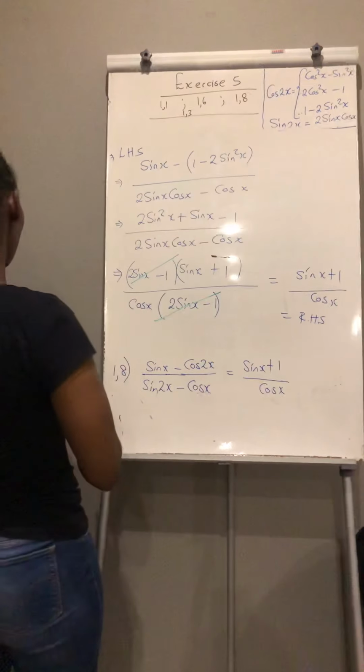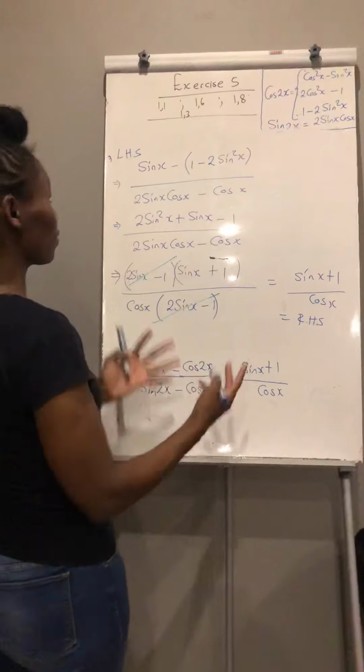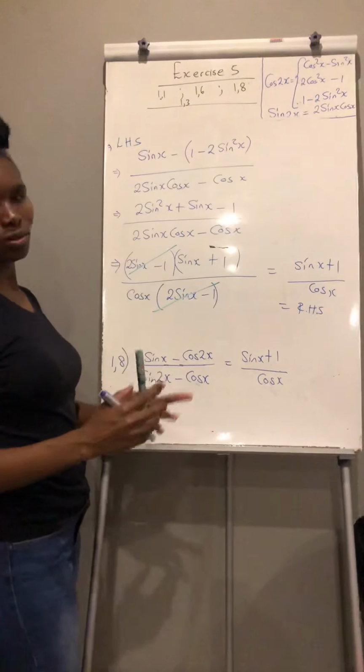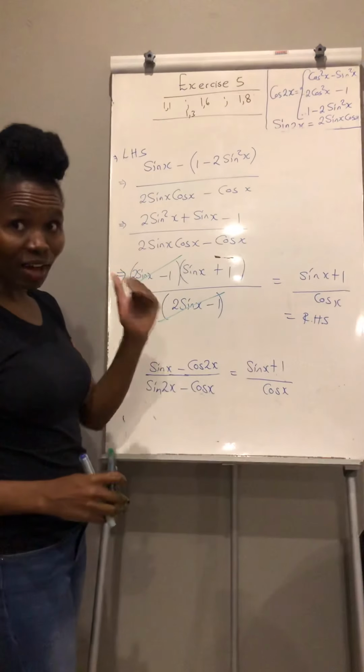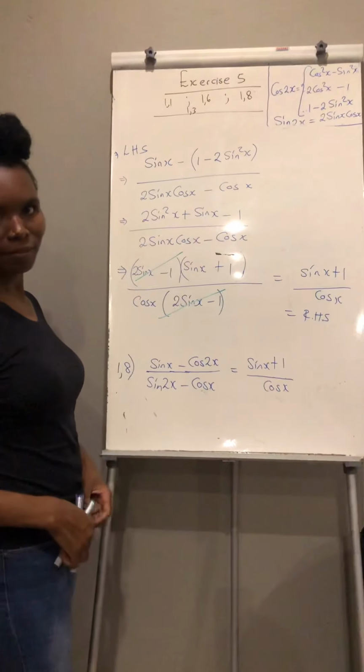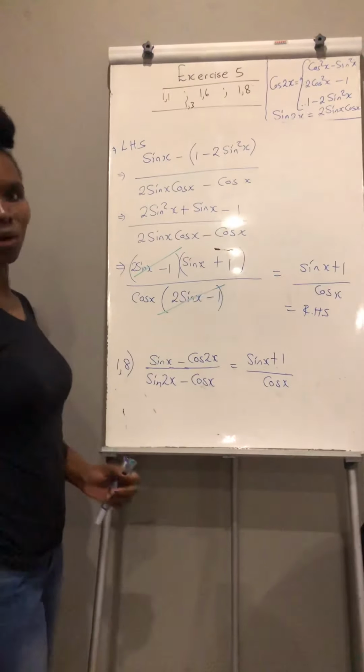So for the first part, I think these 4 should do. You're getting used to your double angle identities, when to use them, and how to use them to prove other identities that we may have. All right, thank you. This will be all for this video.